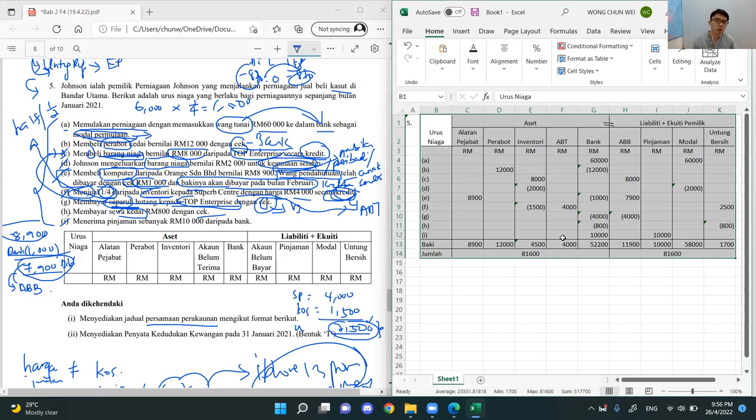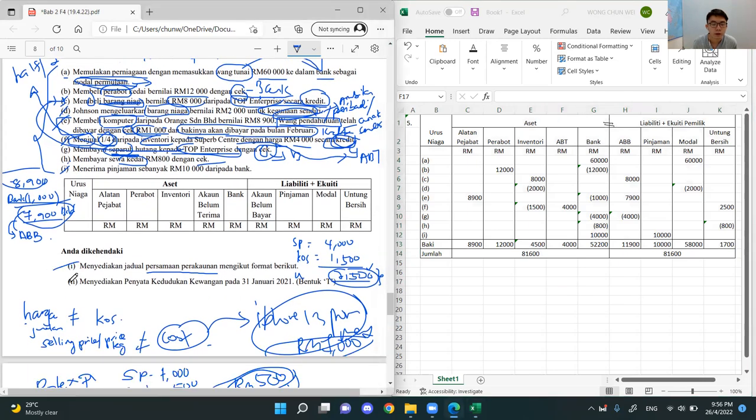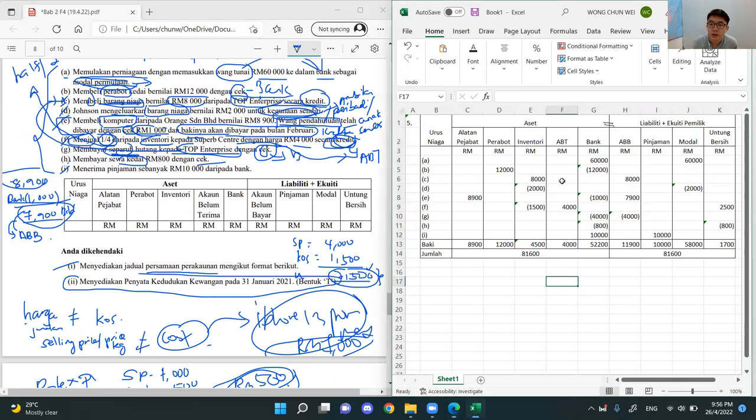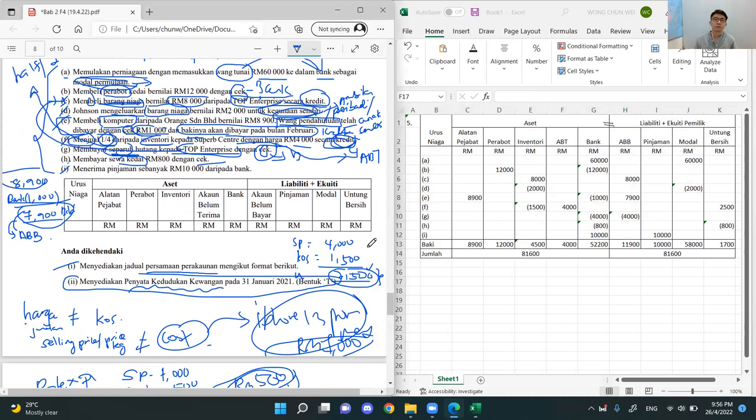All right? So this jadual persamaan is the 1. 2 later. So we can actually from here straight away post it into PKK. From this part to PKK. So this one, I will teach in the next class. All right? So this is 5A.